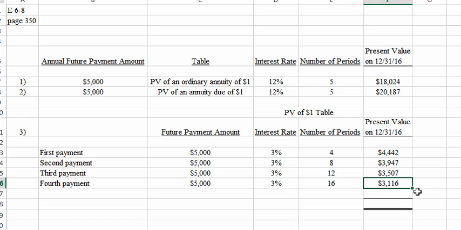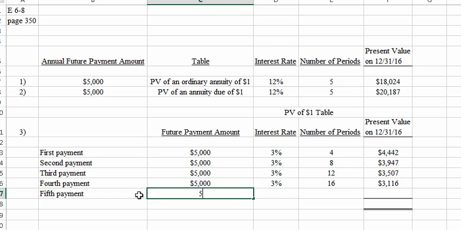The opposite would be true if we invested $3,116 today at an interest rate of 3% per quarter with interest compounded quarterly. At the end of 4 years, we'd have $5,000. And then the fifth payment of 5,000, 3%.